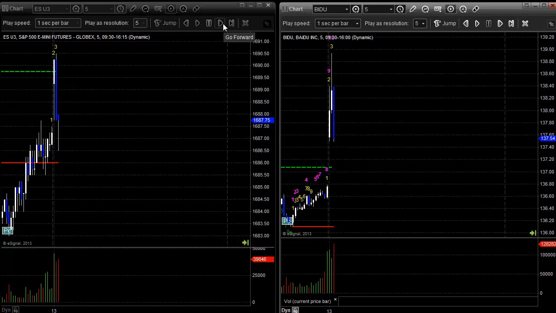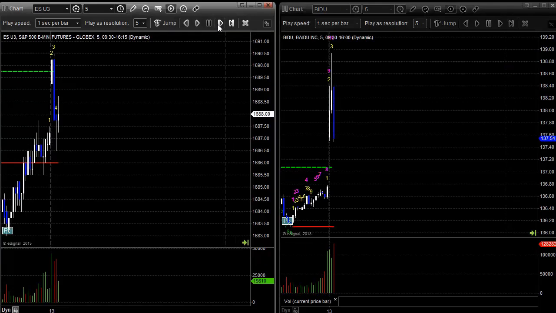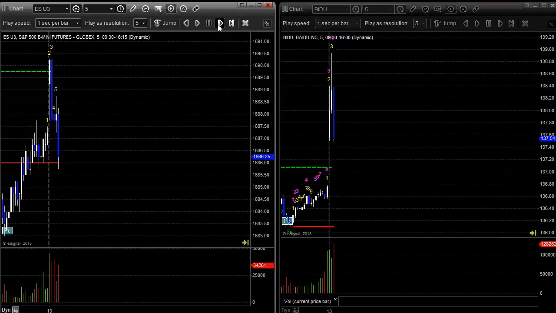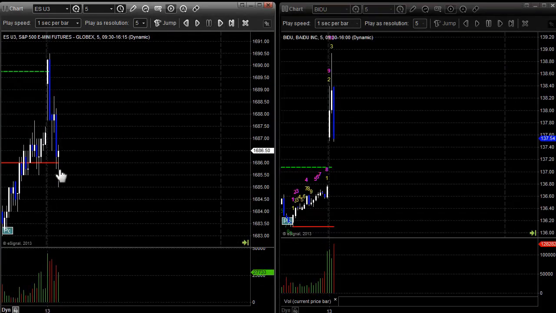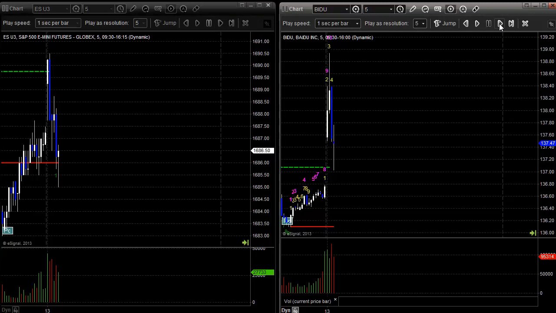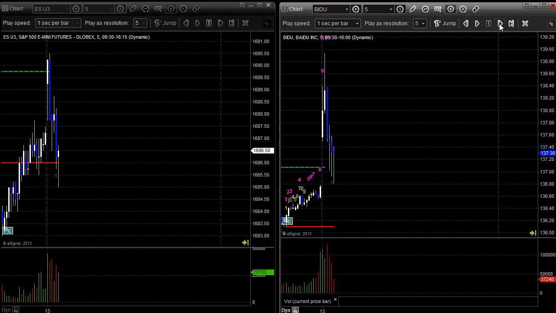Now let me go forward. I'm going to go another 3 bars on the futures. 1, 2, see how we're heading even lower? 3 on the futures. So that downward bias is continuing, and let's see what happens on the BIDU during those same 3 bars. So here's 1. There's our trigger, short under 137.50, 2 a little bit lower, and 3.